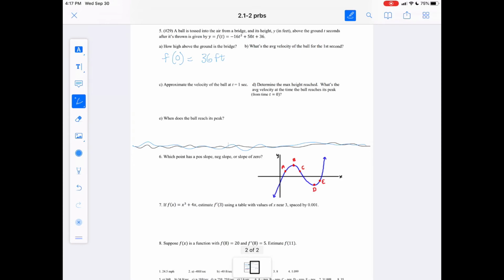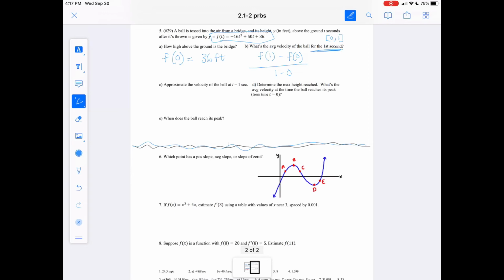Fine. B asks us, what's the average velocity of that ball for the first second? That's another way of saying, folks, from time t equals 0 to time t equals 1. And so I'm hoping that you put this equation into your y equals, and then from there you evaluate f of b minus f of a over b minus a, f of 1 minus f of 0 over 1 minus 0. And we would get the answer that's on the bottom of that page.